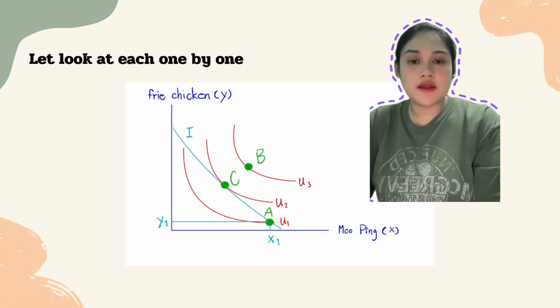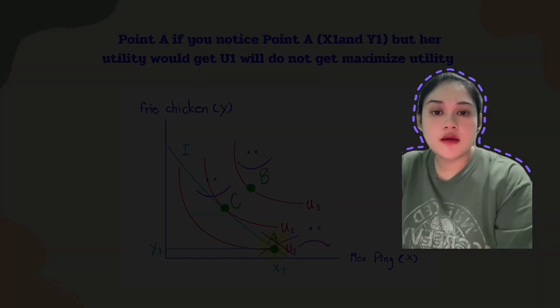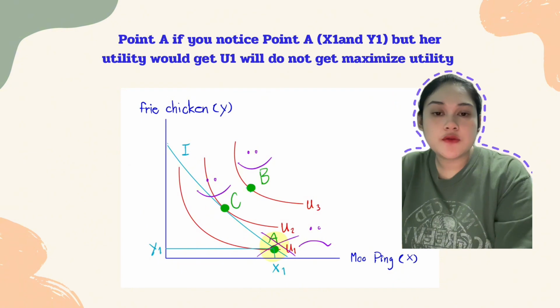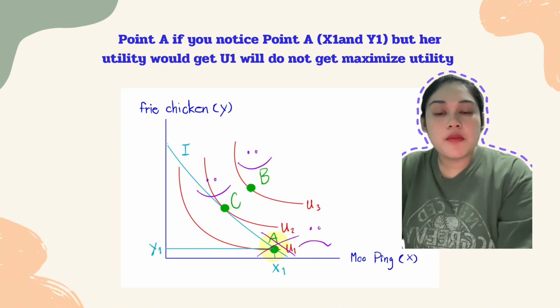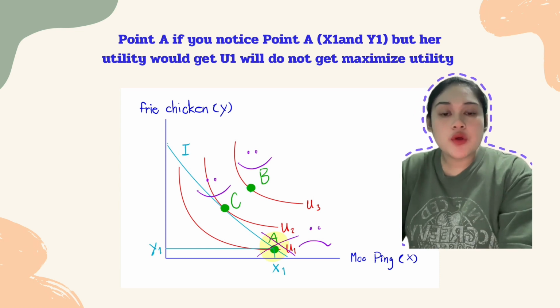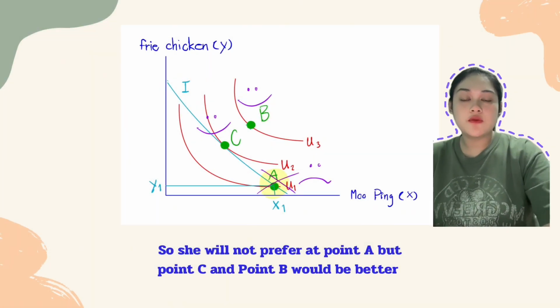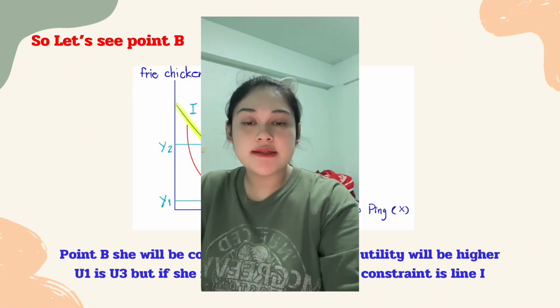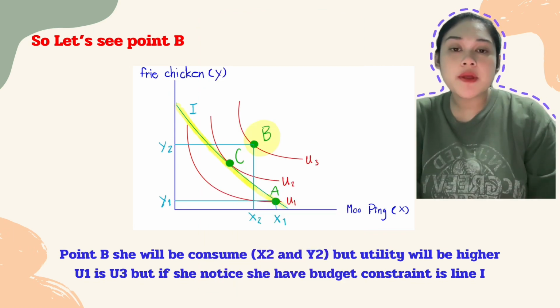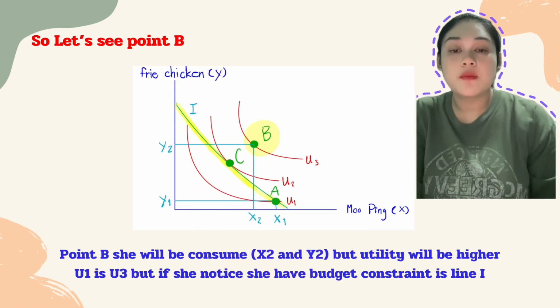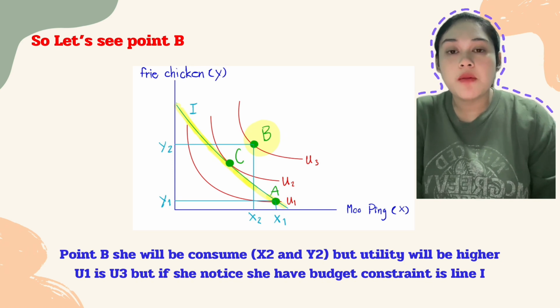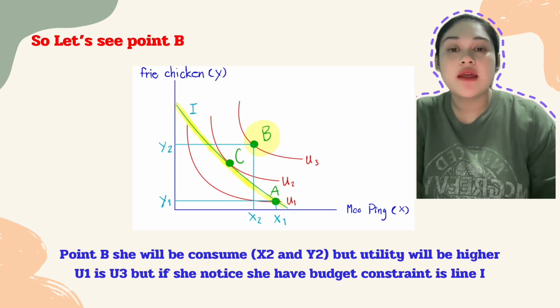Let's look at it one by one. At point A, she consumes X1 and Y1, but her utility would be U1, which is not the maximum utility. So she will not prefer point A. C and B would be better. So let's see point B. At point B, she will consume X2 and Y2, and the utility will be higher.